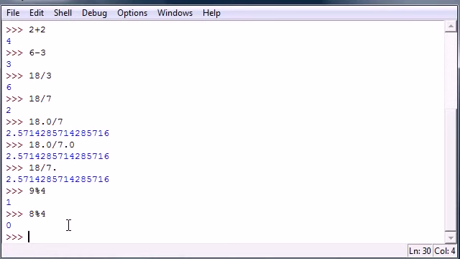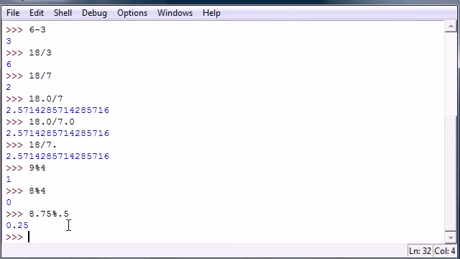Who would have thought? So there's one extra thing I just want to tell you about. You can even get a modulus of a float, and that'll give you a remainder. 8.75, what's the remainder when you divide it by 0.5? You have 0.25 left over. So, that's how you use the modulus, and again, the modulus is just the remainder of whatever is left when it divides it by the denominator.